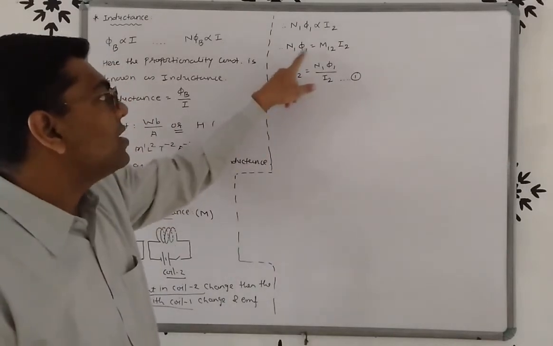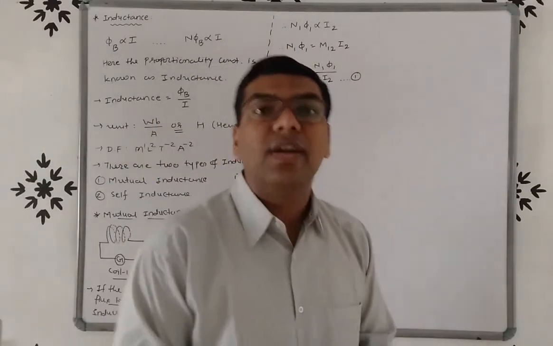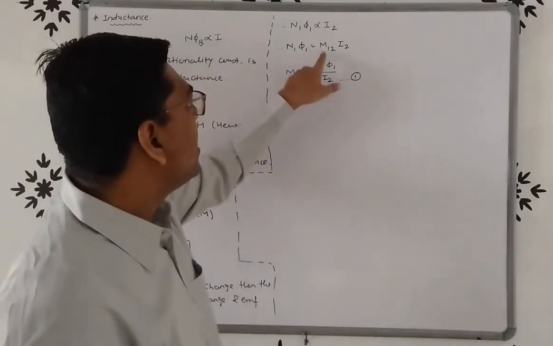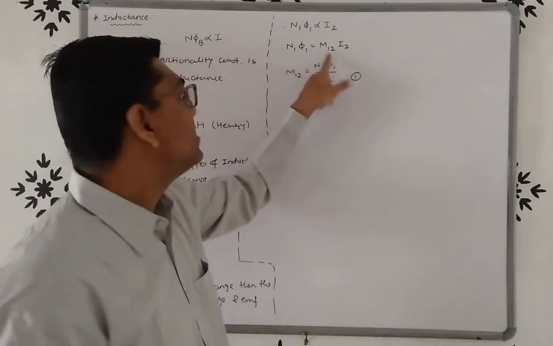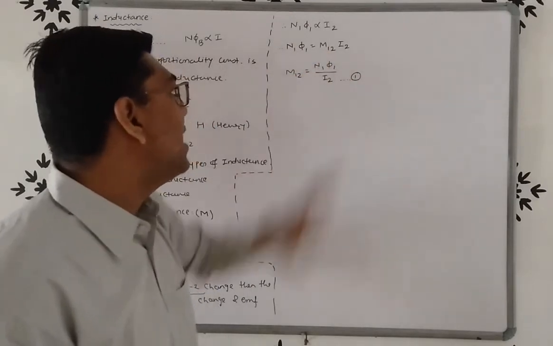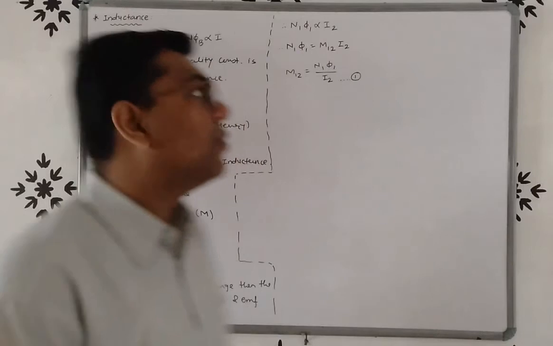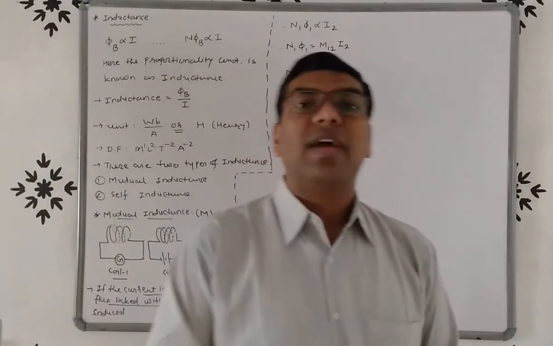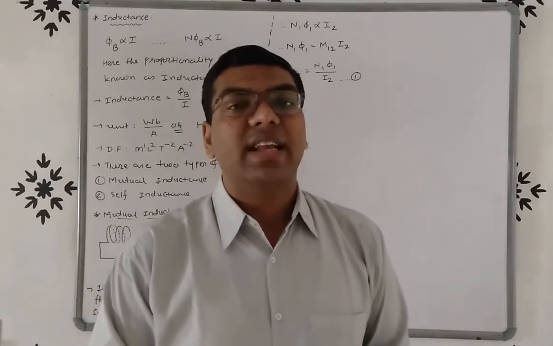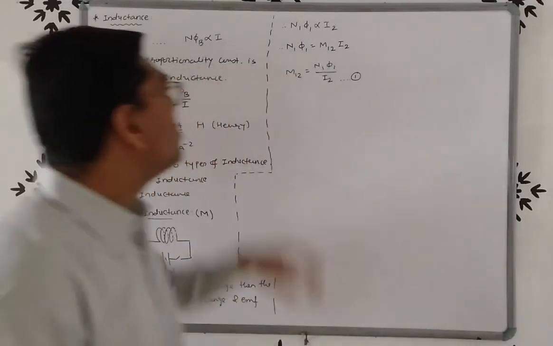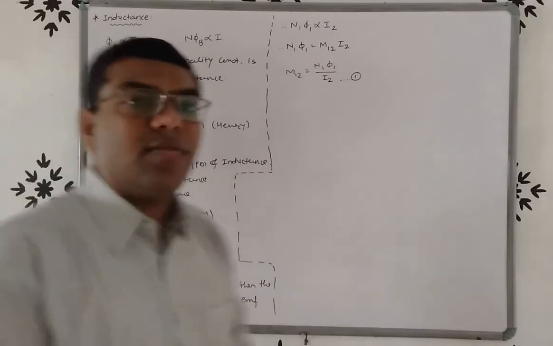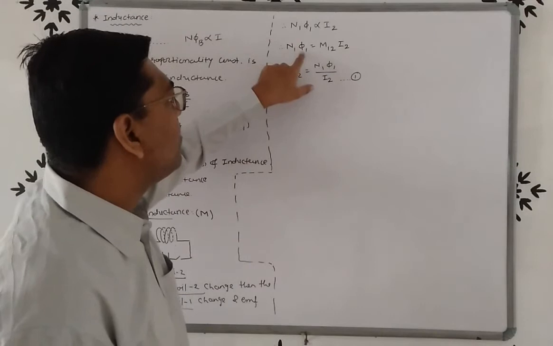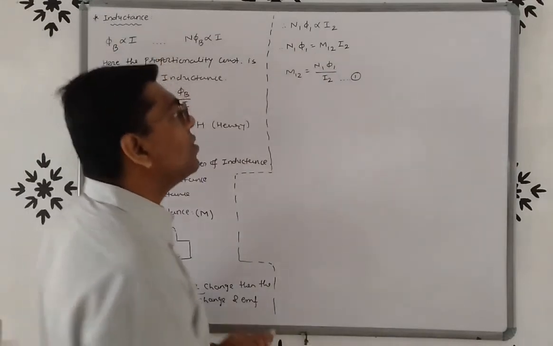So N1 phi 1 is equal to M12 I2, where M12 is the mutual inductance of coil 1 with respect to coil 2. If we want to write this mutual inductance, then M12 is equal to N1 phi 1 upon I2. Now, for the induced EMF, we already know Faraday's law of induction, E is equal to minus N d phi by dt. So to define the EMF, we have to take the derivative of this equation: N1 phi 1 is equal to M12 I2.